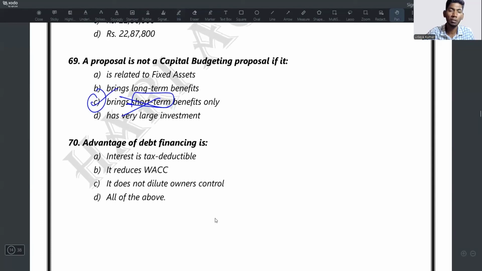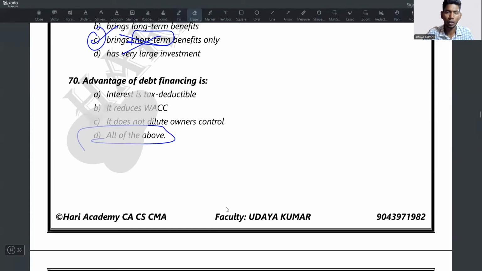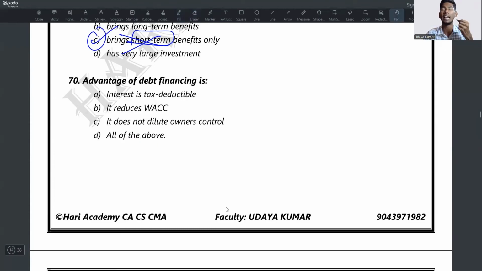Clear? So moving to question number 70: the advantage of debt financing is obviously no need to discuss. Look for the options. So there is an option called all of the above. Then you must be careful. Okay. So there could be a chance for all of the above. So you have to look at the options very carefully.